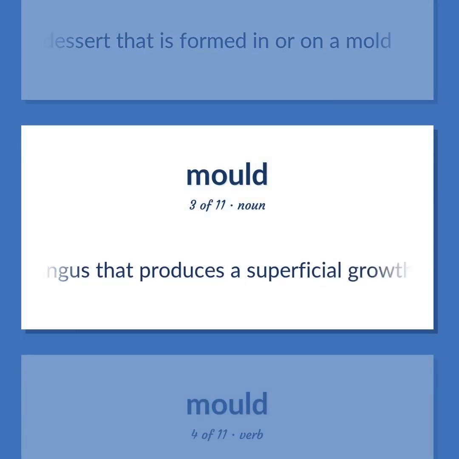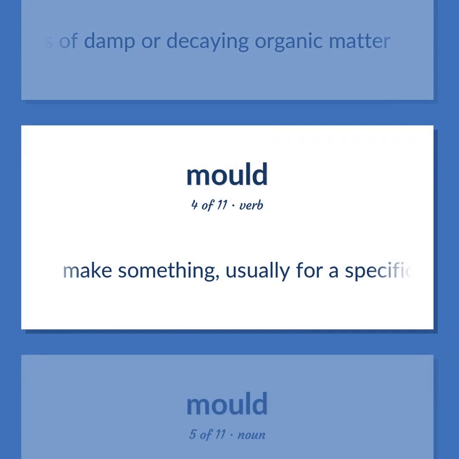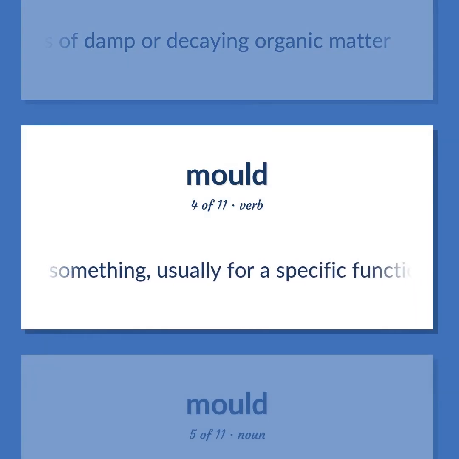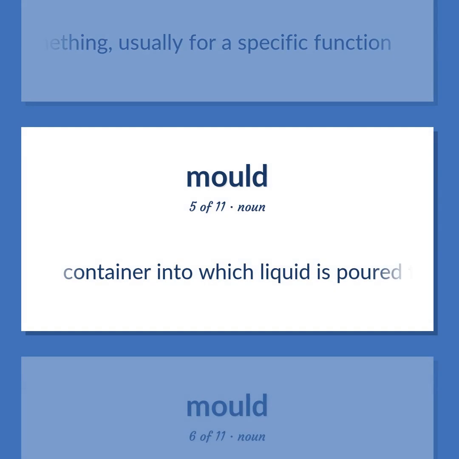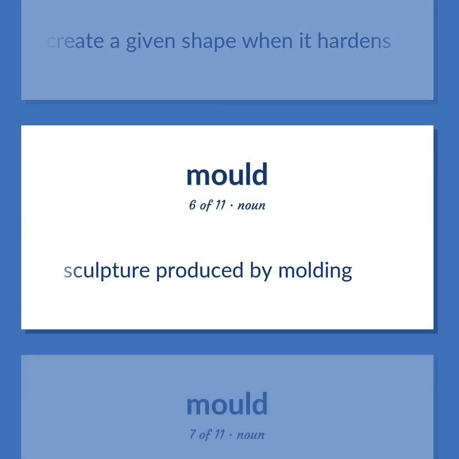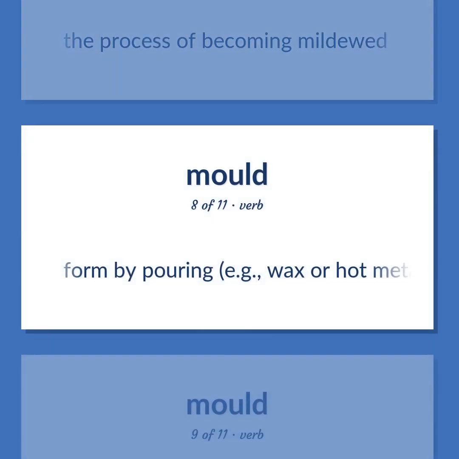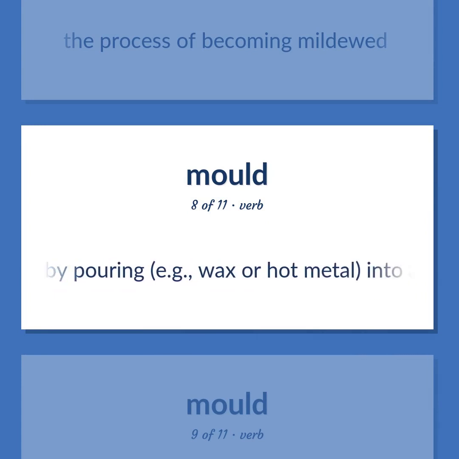A fungus that produces a superficial growth on various kinds of damp or decaying organic matter. Make something, usually for a specific function. Container into which liquid is poured to create a given shape when it hardens. Sculpture produced by molding. The process of becoming mildewed. Form by pouring, e.g., wax or hot metal, into a cast or mold.